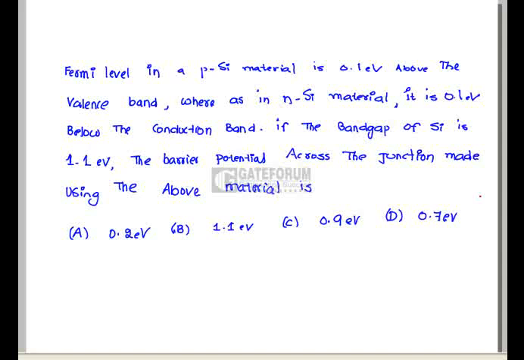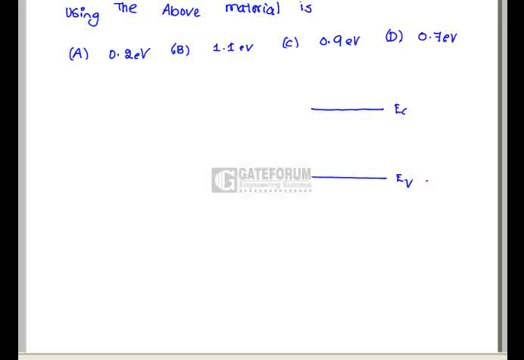Here we know from the Fermi level of a semiconductor material concept, this is the conduction band in the energy band diagram. This is the valency band. Here this is represented with EFN. The difference is 0.1 electron volt. Here this is EFP, which is the Fermi level in p-type material, which is 0.1 electron volts above the valency band. We know the difference between the conduction band and the valency band is the energy band gap, which is 1.1 electron volt in silicon.